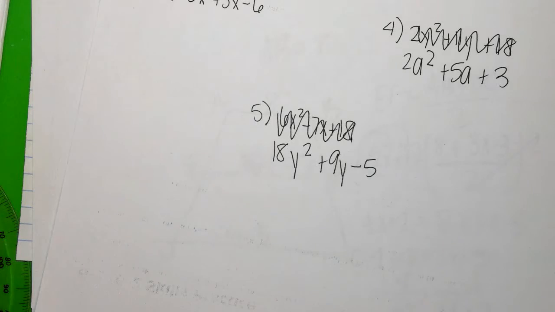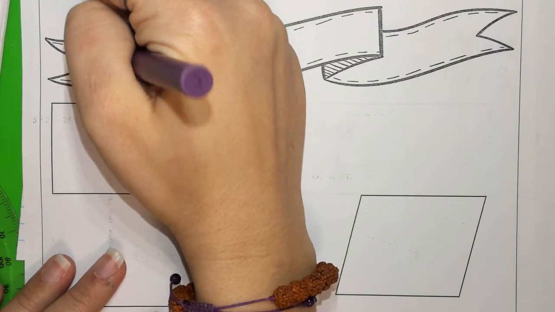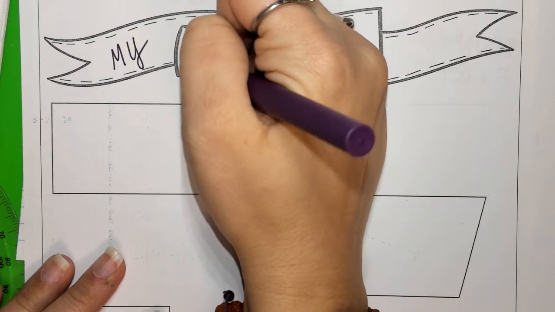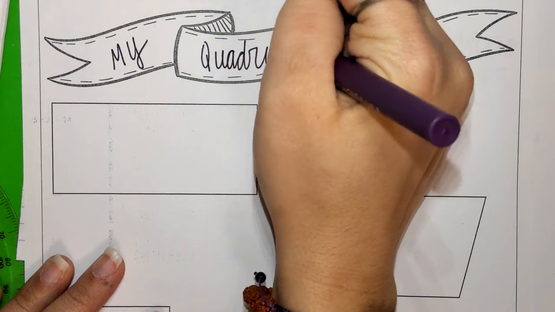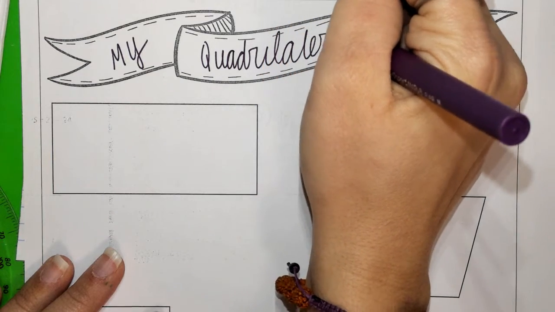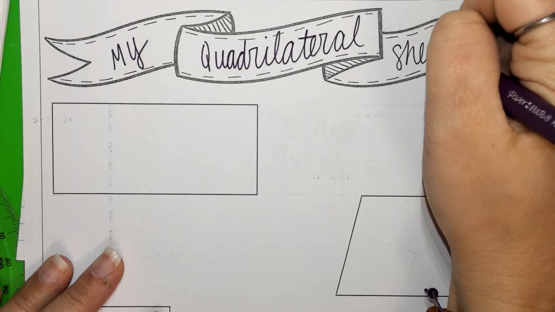360. Now, what we're going to do today is take this handy-dandy sheet that has all of our quadrilaterals that we've talked about this week, and turn it into a review sheet for our test on Friday. And at the top of this, I want you to write my quadrilateral sheet.